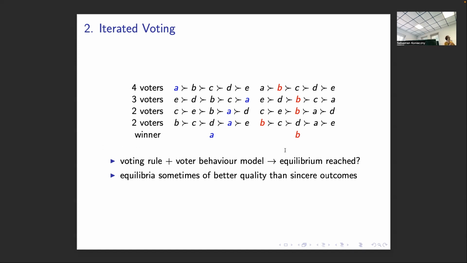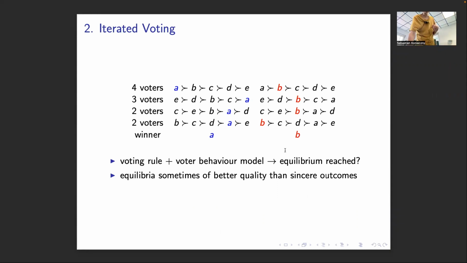There is lots of work where you can fix a voting rule, not necessarily plurality, and a voter behavior model. I mean, I have no time to talk about details. And depending on these choices, you can check whether it's guaranteed that an equilibrium will be reached or not.